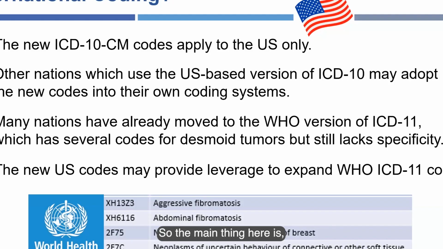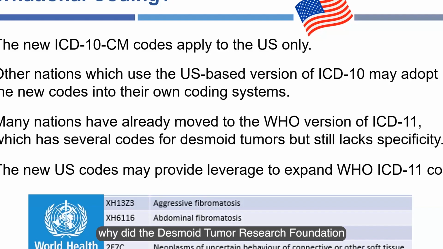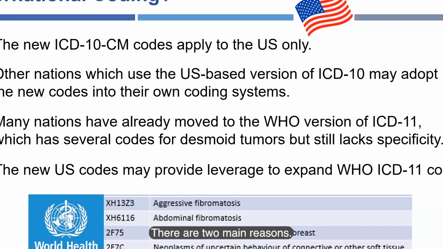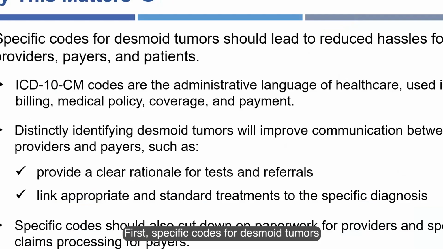So the main thing here is, why did the Desmoid Tumor Research Foundation go through all this? Why does it matter? There are two main reasons. Next slide, please. First, specific codes for desmoid tumors should lead to reduced hassles for providers, for payers, and for patients. Wouldn't that be nice? If I can put it this way, ICD-10-CM codes are the administrative language of the US healthcare system. As we said before, they're used in billing, medical policy, coverage, payment, and being able to identify desmoid tumors specifically should improve the communication between the providers and also the payers.